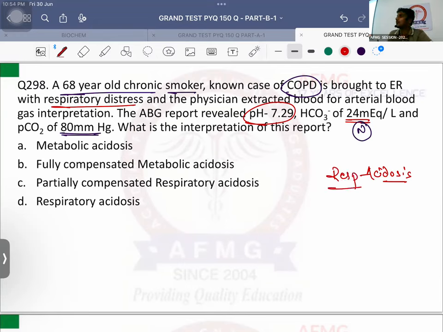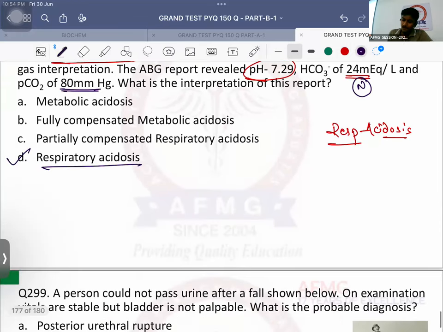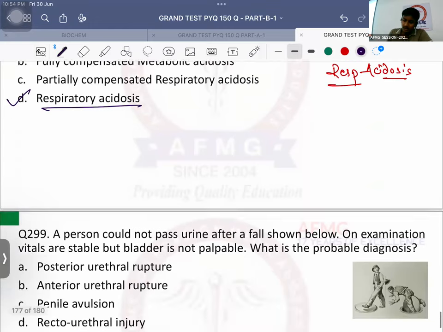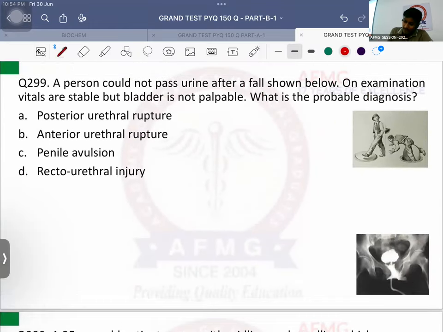COPD hai na, saas nahi le pa raha, hypoventilating hai. Therefore, all that CO2 is inside the lungs, causing respiratory acidosis in the patient. What is the interpretation of this report? Not compensated, not fully compensated. The reason is basically bicarbonate levels are not increasing. If bicarbonate levels would have been increasing, partially compensated, and pH would have been normalized, fully compensated. Usme nahi ghusta matlab, at least remember, was easy.